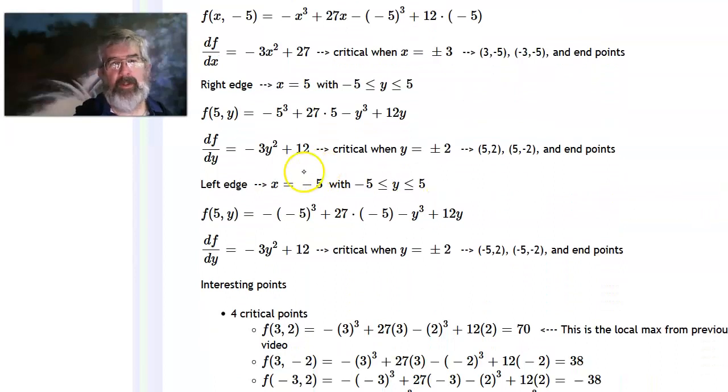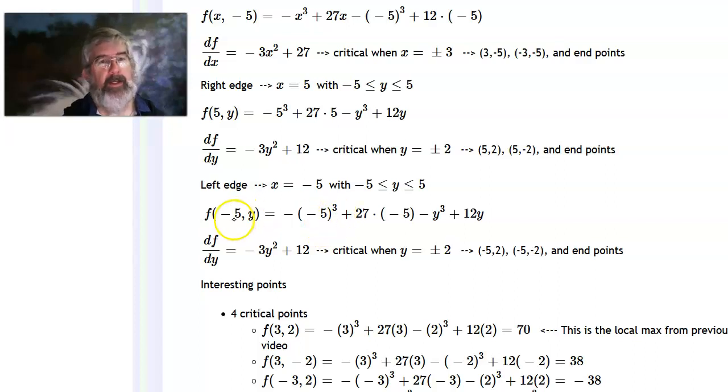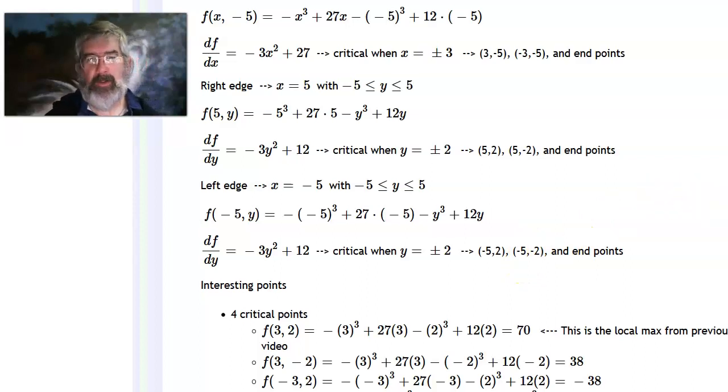And then the left edge is with x equals negative 5. Do the same thing, plug the negative 5 in. This should be a negative 5. It looks like I was plugging in negative 5, but I didn't have it written as negative 5 here. So take the derivative of this now with respect to y, and we get this. This is critical when that's equal to 0, and you can solve for y to get y as plus or minus 2, again, giving me two more interesting points and the endpoints. Okay, those endpoints each time are just the corners of the region from minus 5 to minus 5 in both the x and y directions.